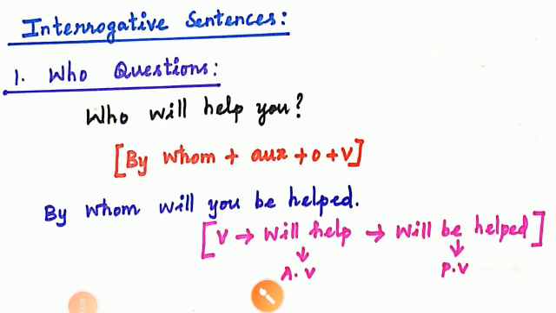Let us know how to change interrogative sentences into passive ones. Students, we already knew that we have two types of questions. The first one is WH questions and the second one is yes or no type questions. Here, at first, we may learn the questions which start with the question word who.